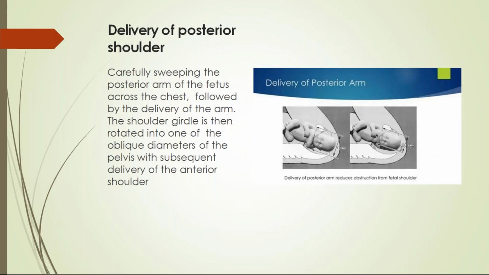Another one is delivery of the posterior shoulder. Carefully sweeping the posterior arm of the fetus across the chest, followed by delivery of the arm. The shoulder girdle is then rotated into one of the oblique diameters of the pelvis, and subsequent delivery of the anterior shoulder.